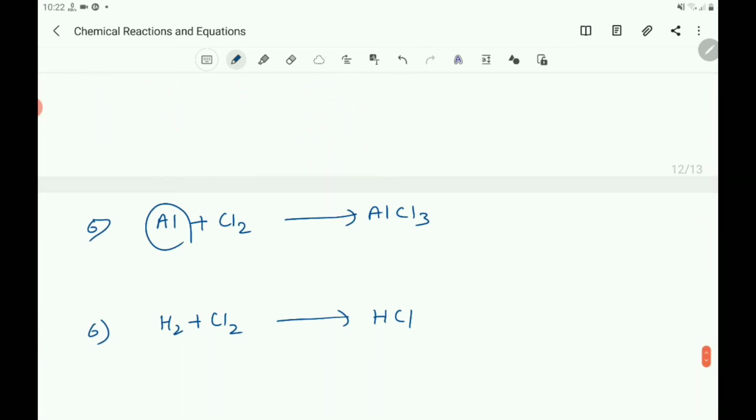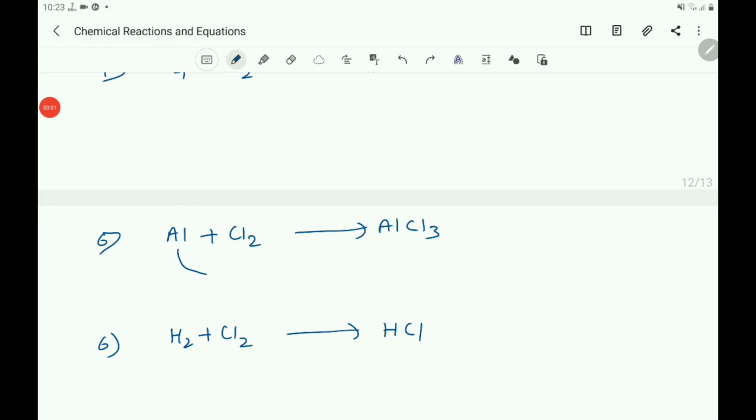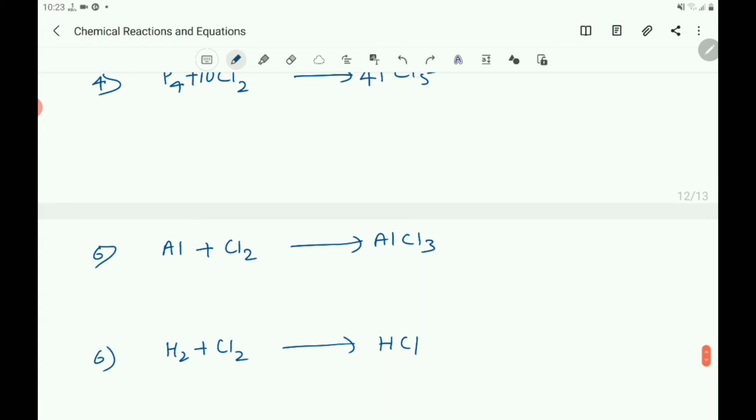Next, aluminium reacts with chlorine to produce the single compound aluminium chloride. Here also two elements, aluminium and chlorine, combine to form the single product aluminium chloride. So it is an example of the chemical combination, and you balance it. Here Cl2 is there, here Cl3 is there. Two elements which are the reactants combine to form the single product AlCl3.